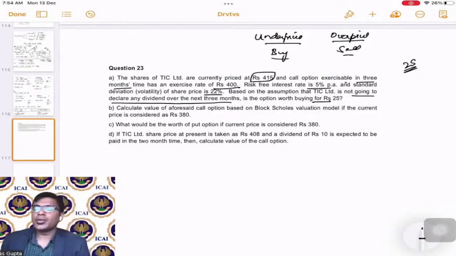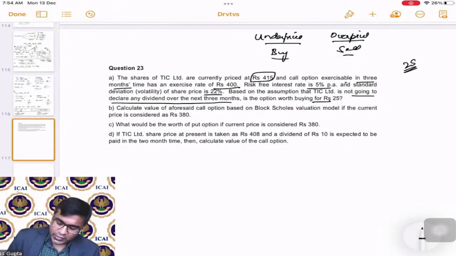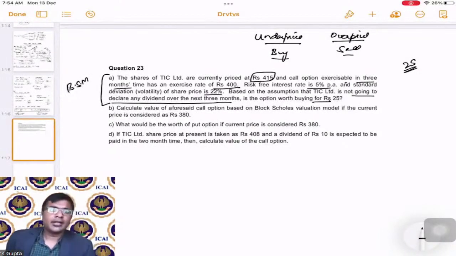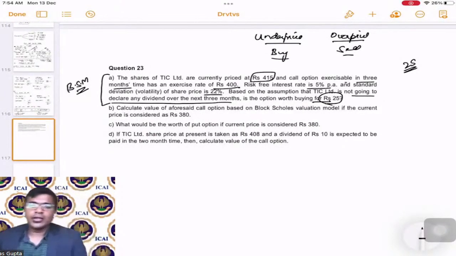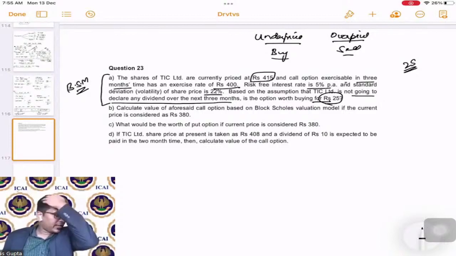Now, how do we come to know that something is underpriced? We will come to know once we know the theoretical minimum value, and the theoretical minimum value needs to be calculated here using the Black-Scholes model. First, we have to derive the theoretical value of the call option, and we have to compare that with 25 to give a final conclusion whether it is worth buying or worth selling. Correct?